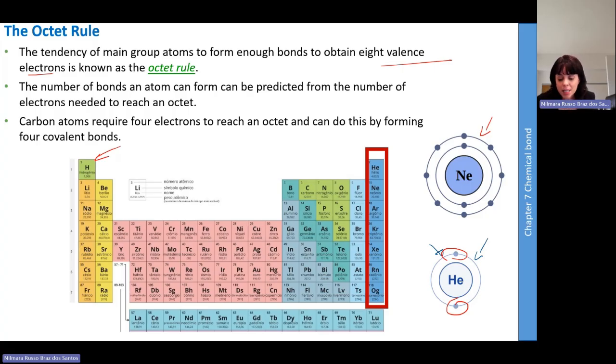This means that atoms will spend less energy when they are bound compared to when they are separated, by themselves. So that's why the noble gases are so zen, so stable.